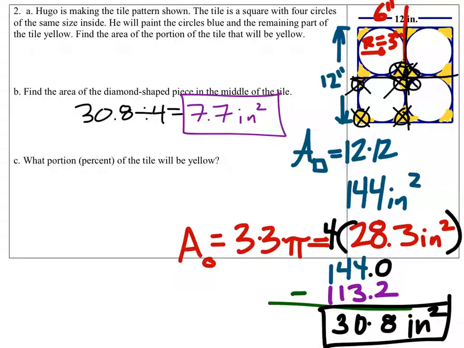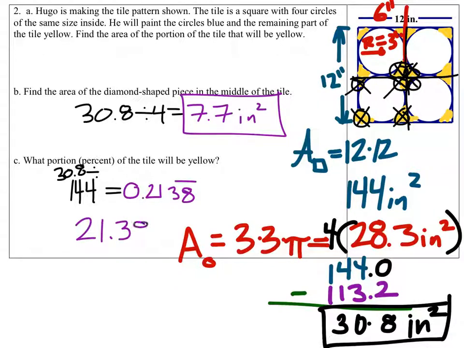What portion of the tile will be yellow? Well, all of the tile would be 144 rather. And 30.8 of it will be yellow. So we're going to do 30.8 and divide by 144. And that will give us the decimal value. So I got 0.2138 repeating, which converts into 21.38%. And there is the percentage of the tile that will be yellow.